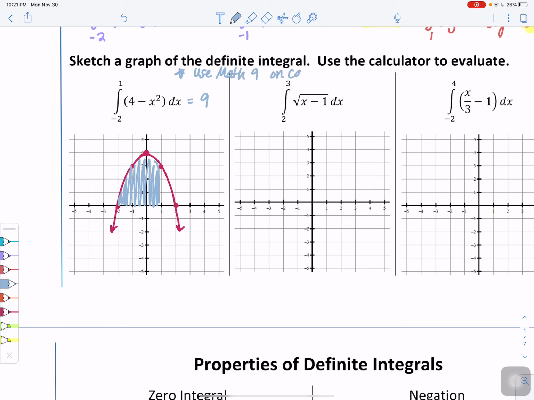On your calculator, for the integral after you sketch it, okay? Okay, let's go to the next one.